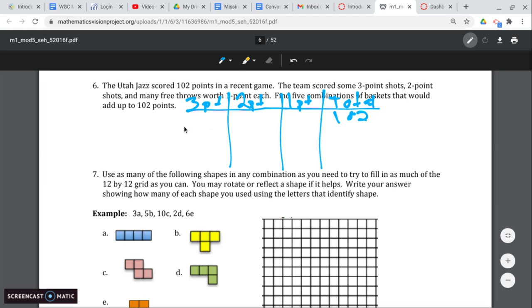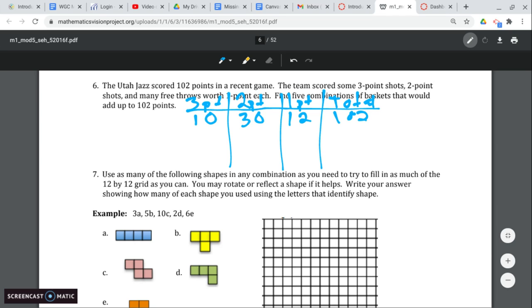So let's say they got 10 3-pointers. That would give us 30 points. So 102 minus 30 is going to give us 72 points left. For our 2-pointers, we could say 30, which would get us 60. Then we'd have 12 points left, which means there'd be 12 1-point shots.